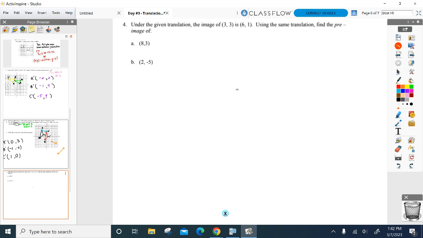Find the pre-image. So for part A, I ended up at 8,3. Using this rule, where did I start to end up at 8,3? See the directions there? Where did I start? What was the pre-image? And then using the same rule again, where did I start to end up at 2,-5? So go ahead. You can use your group members here for this one. It might be a little tougher. You got to find the rule first. What was the translation rule, and then apply it to A and B. But remember, I need to know where you started, not where you finished. I know where I finished.